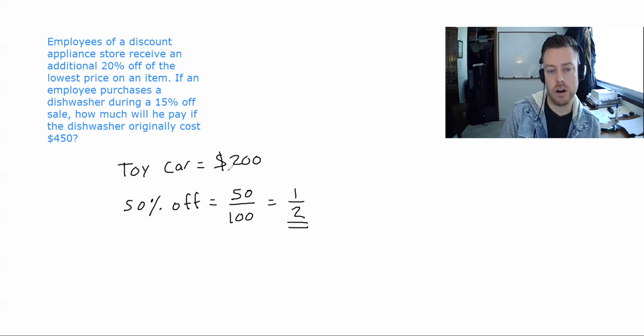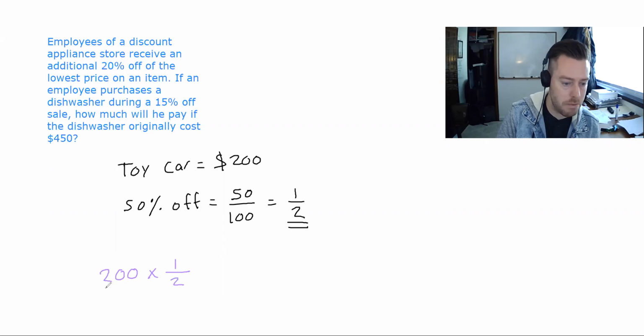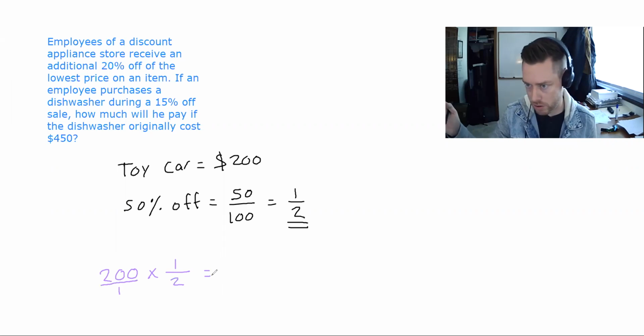So if the toy car was $200, but now it's 50% off, how much am I going to pay for this? Right. So what I need to do is let me erase this guy here. There we go. I need to take my toy car, which is $200, right? And I'm going to multiply it by 1/2. And remember, any number like 200 immediately turn to a fraction over 1, right? And with fractions, you multiply straight across.